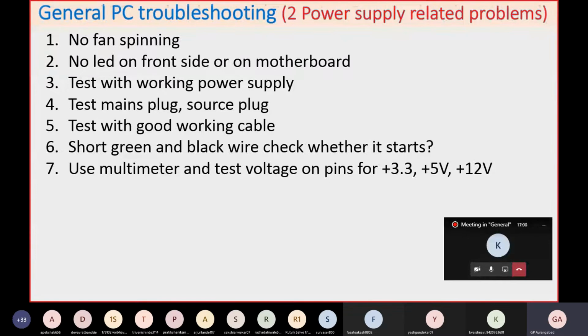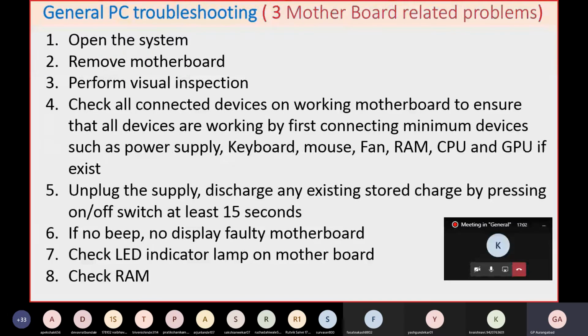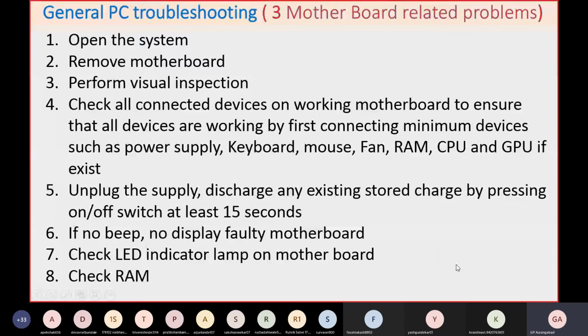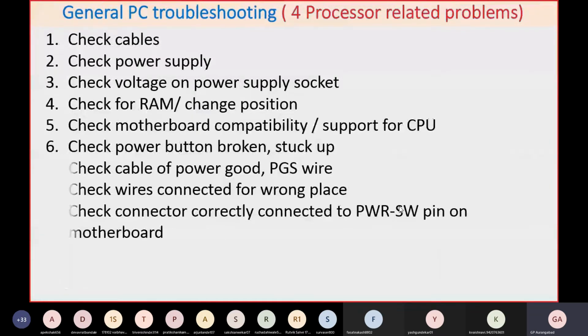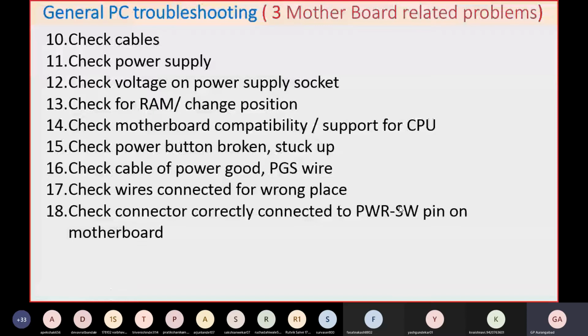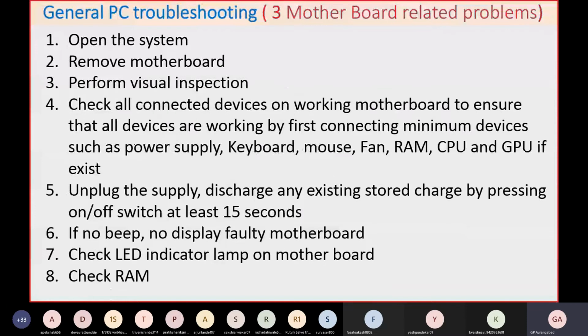Then the most typical problems that you might face in this case are motherboard related problems, and there are a lot of cases. There can be many reasons why your motherboard is not working. Very first, if you want to troubleshoot this, to do fault diagnosis, you will need to open the system. Then, if possible, remove your motherboard.